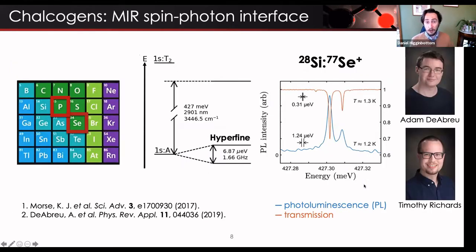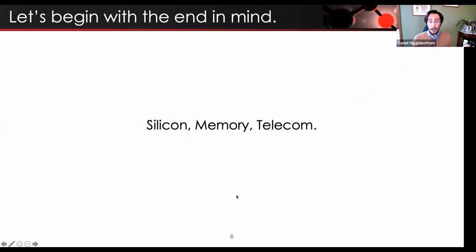The other possibility I want to highlight is the chalcogens. So our team at SFU has been looking at chalcogen deep double donors as another option for spin photon interfaces in silicon. I won't go into these in a lot of detail, but I've put a couple of references up there for anyone that's interested. The major drawback of this platform is that these work in the technologically challenging mid-infrared. So it means you have to work with lower efficiency detectors, more difficult sources, that kind of thing. But that's about it. There aren't a lot of choices in this space.